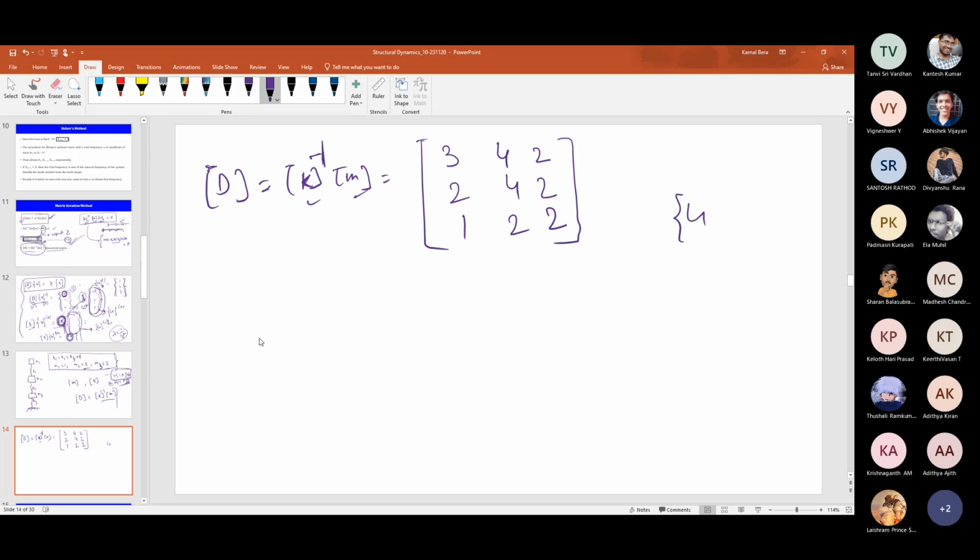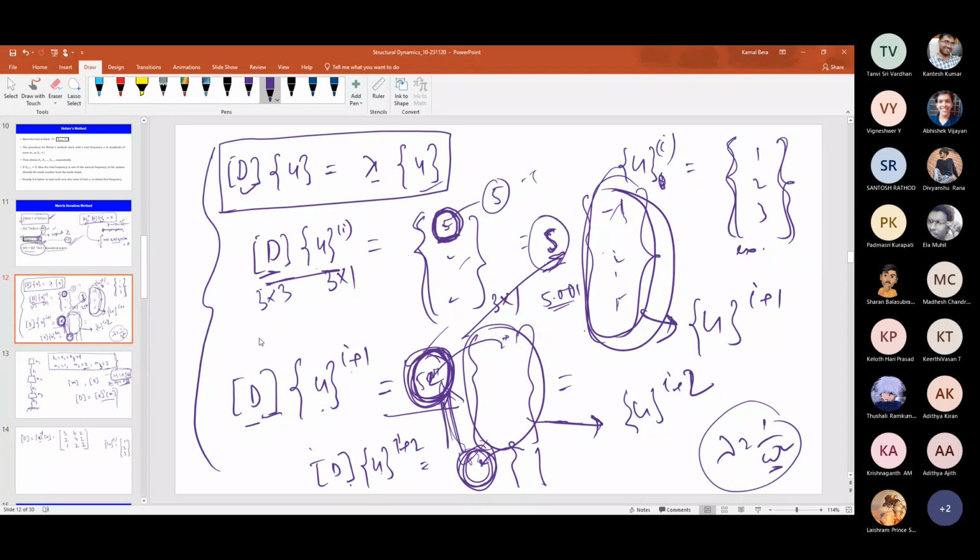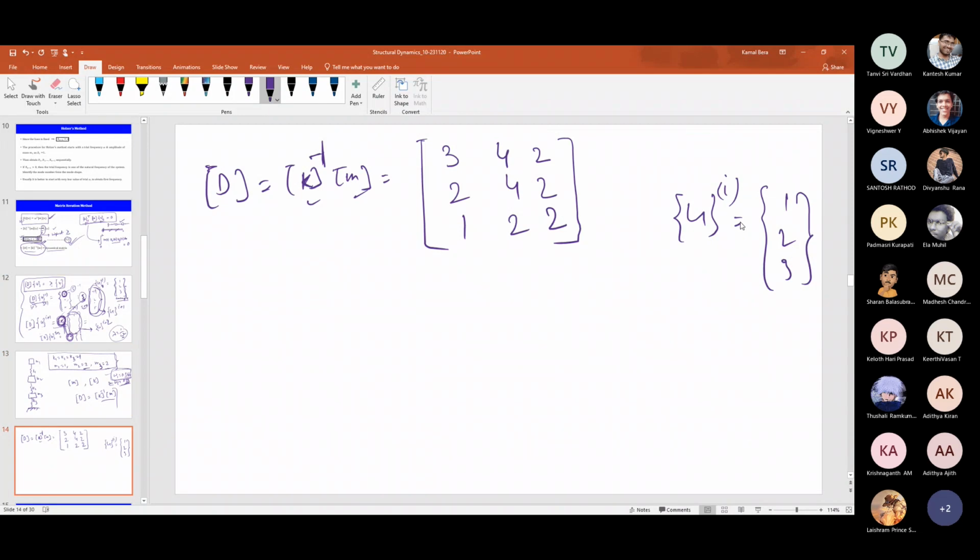So what iteration, the first iteration U_i, are you considering? I'm taking it 1, 2, 3, 7. 1, 2, 3. You can take anything. I've just taken it as an example. You can take 1, 1, 1, or 1, 2, 5, whatever you like. Okay, 1, 2, 3. So you just multiply it. So what did you get for D into U_i?